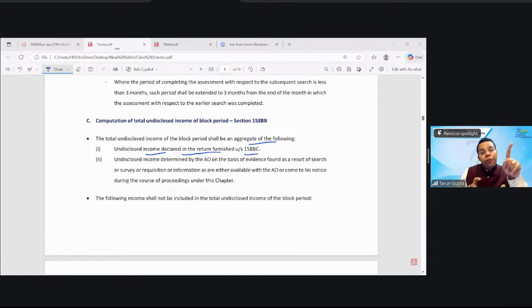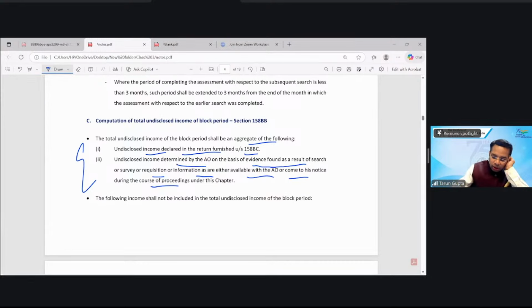So undisclosed income means the income which you disclose in the return furnished under section 158BC in pursuance of a search, and the income determined by the AO on the basis of evidence found as a result of search or survey or acquisition, or information either available with the AO or come to his notice during the course of proceeding in this chapter. So the income which has been disclosed by the assessee in the return plus whatever income the AO has gathered, which we have discussed. The aggregate of this is the undisclosed income on which 60% tax is applied.